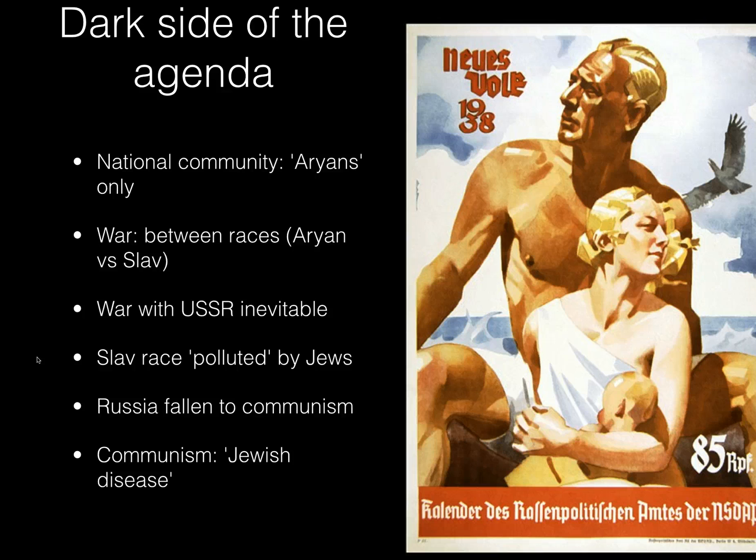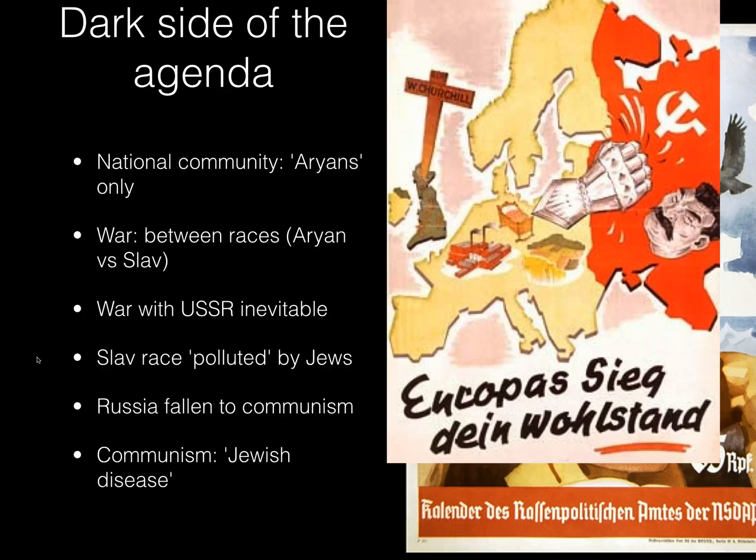However, there was undeniably a very dark side to the agenda, even before the Second World War and the horrors of the Holocaust. The national community, as I've already said, included Aryans only. Hitler believed in a misunderstanding, a misappropriation, a perversion of the Darwinian theory of evolution and natural selection. He believed in a war between the races, particularly between Aryan and Slavic people.